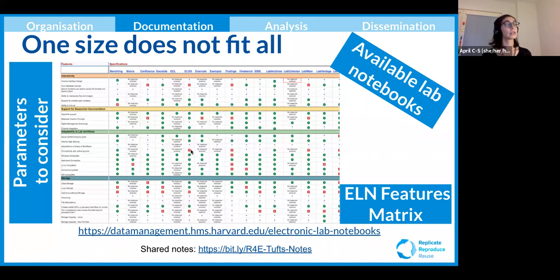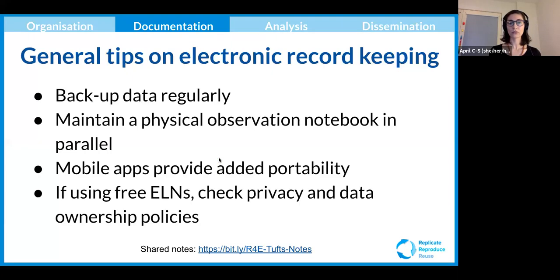And another good place to start is to see what your colleagues in a similar field are already using, because sometimes that can give you a shortcut and you can learn from their mistakes of adopting a tool that didn't fit with your workflow, and you can sometimes actually collaborate easily by using the same tool.